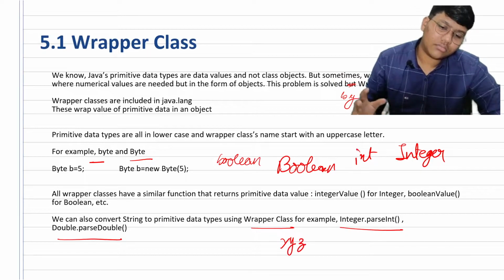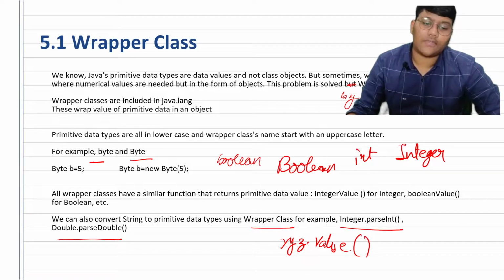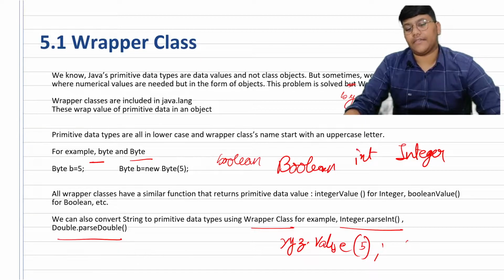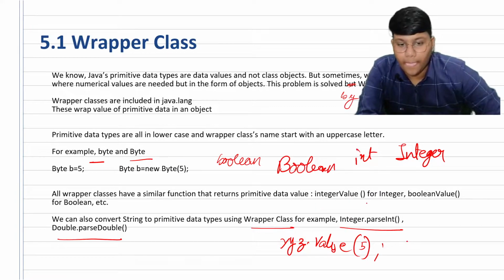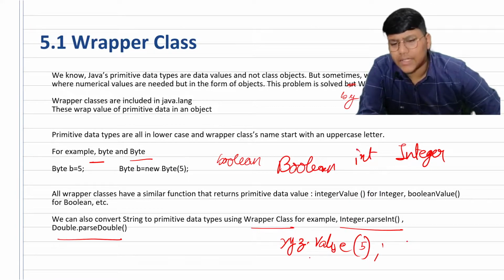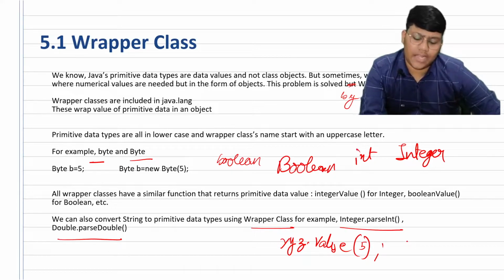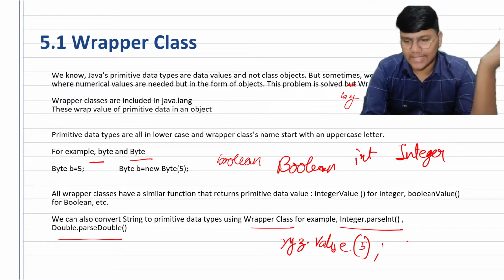So there is a common function for every wrapper class, that is xyz dot value. If we put anything, for example 5, so 5 will become an object of wrapper class. xyz dot integer value, boolean value. So the functions are for different classes as per the name.